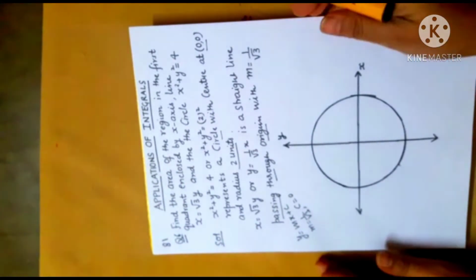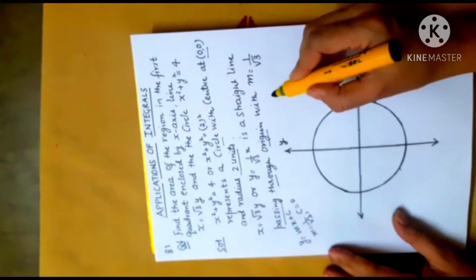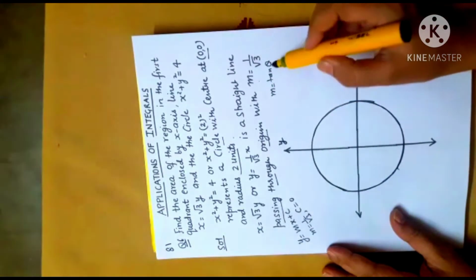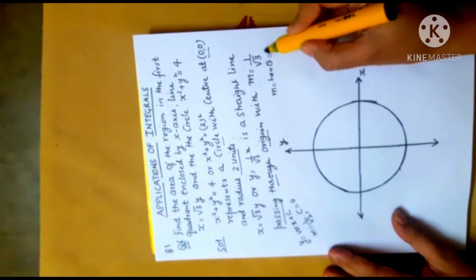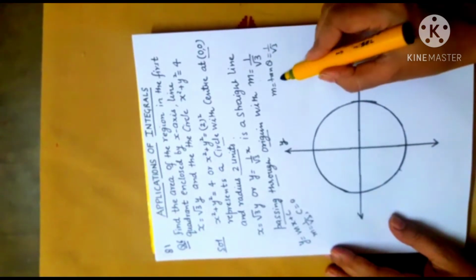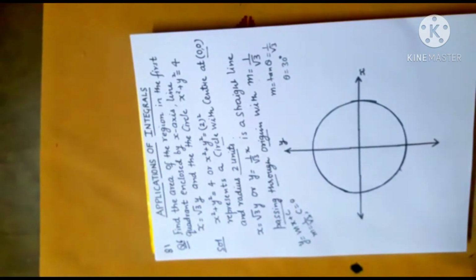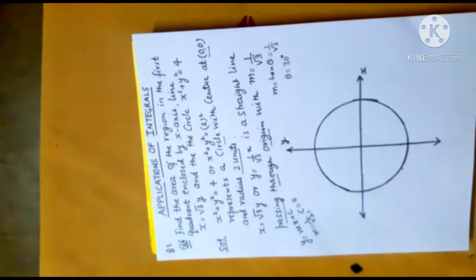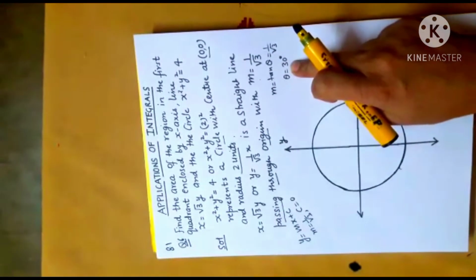Right? So slope of the line is 1 over root 3 and slope we know is given by tan theta, where theta is the angle of inclination. So here tan theta is 1 over root 3. So theta will be 30 degree. So angle of inclination of this line is 30 degree and this line is passing through origin. This will help us in sketching the graph.